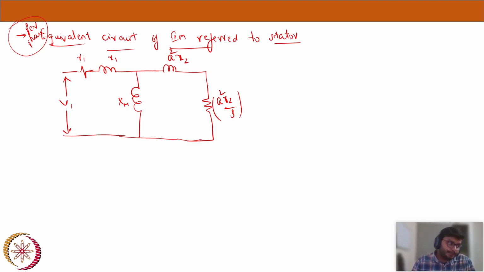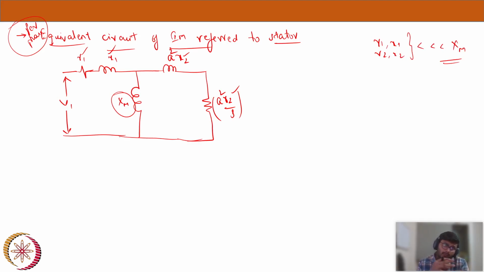Now we know that in this circuit, R1, X1 and R2, X2 are very small when compared to XM. Usually the XM reactance will be much larger because the current required to magnetize the core will be of higher magnitude when compared to the other currents. So the magnitudes of R1, X1, R2, X2 are very small when compared to the bigger XM.